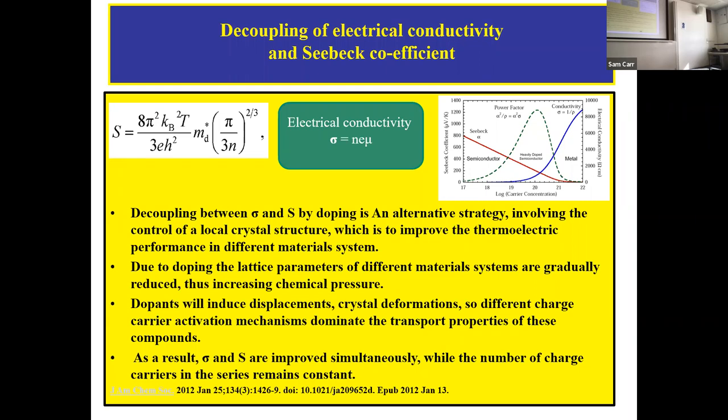How do we couple them? Yeah, the main problem is how to decouple the electrical conductivity from the Seebeck coefficient, and both are inversely proportional to each other: increasing one decreases the other. But we would like to increase both simultaneously. From that, we can't do anything against those equations. Inversely proportional to n to one third and proportional to n to the other, there's going to be some minimum. That's why.